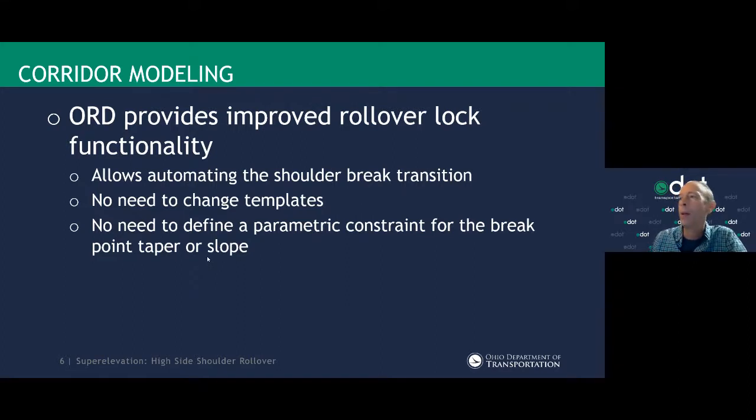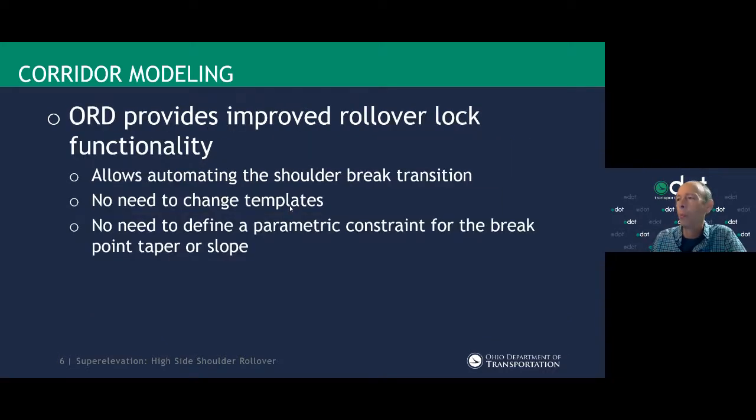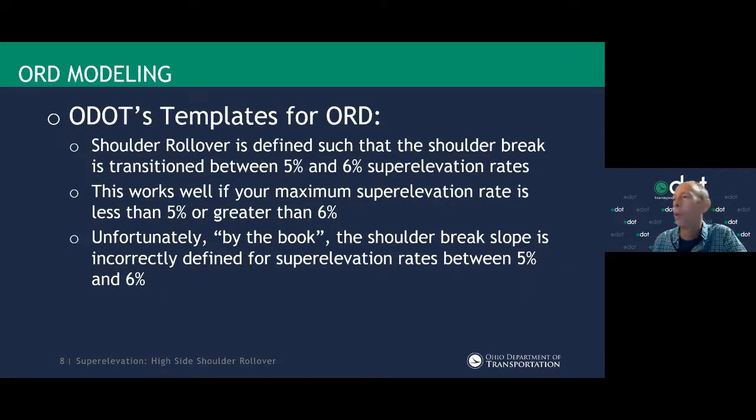But as we looked at it, there was still the potential issue of when this pops in, it could come in basically out of nowhere, and you could still see a pretty sharp bump in your model. Part of the problem is the L&D manual doesn't give us any guidance on how this break is actually constructed. I'm sure different contractors have different ways of handling this. So without any guidance, how should we have this transition defined in our template? That's what JD and I came up with, the solution that we currently have.